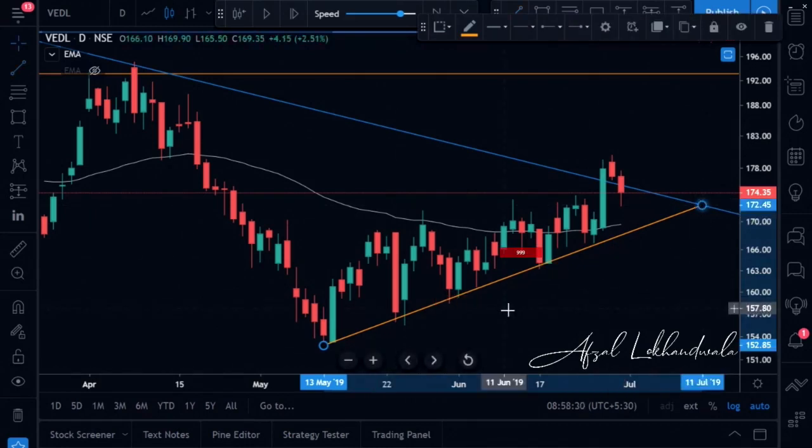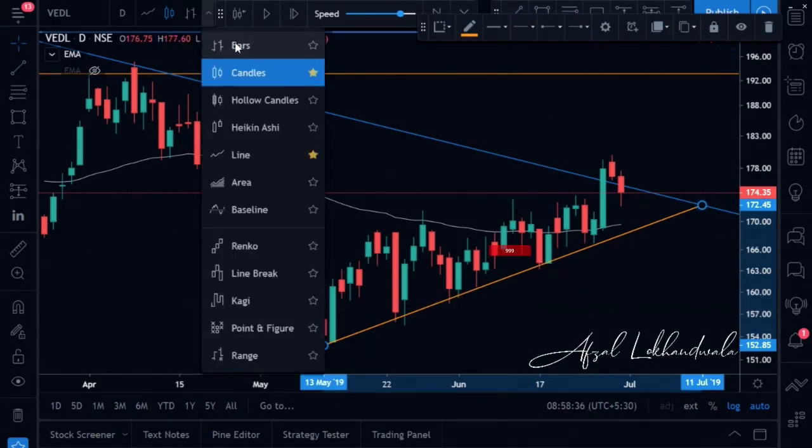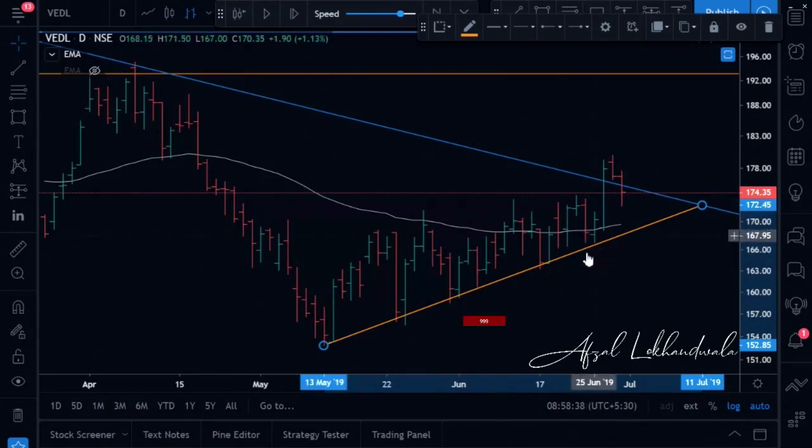One more tip, if you are having trouble drawing trend lines, you can switch to bar chart from here. Click on bar and you can connect the lows. It will be easy for you to draw a trend line.